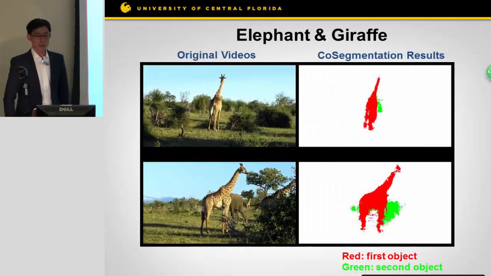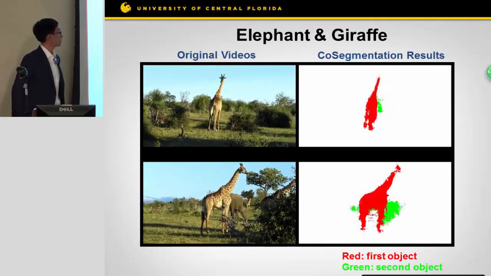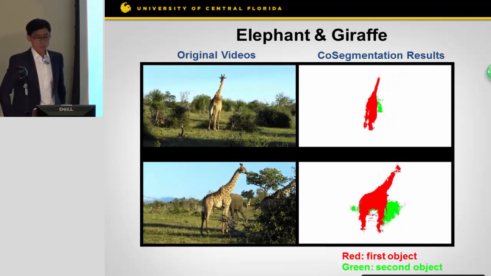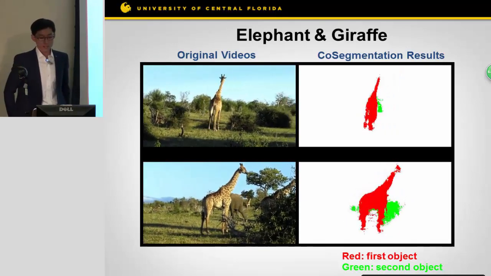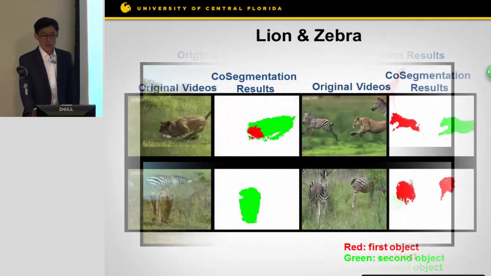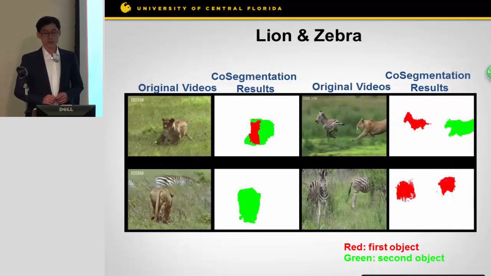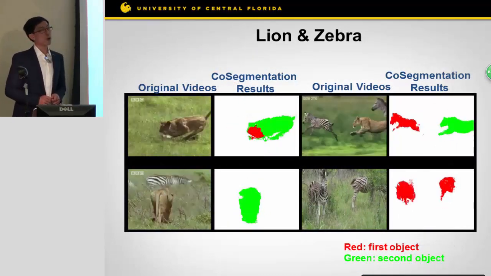And here are the elephant and the giraffe videos from the same dataset. In the first video, we have a giraffe, and in the second video, we have both elephant and giraffe. You can see that we can get quite good segmentations for the objects also, although there are some mistakes in the first video.